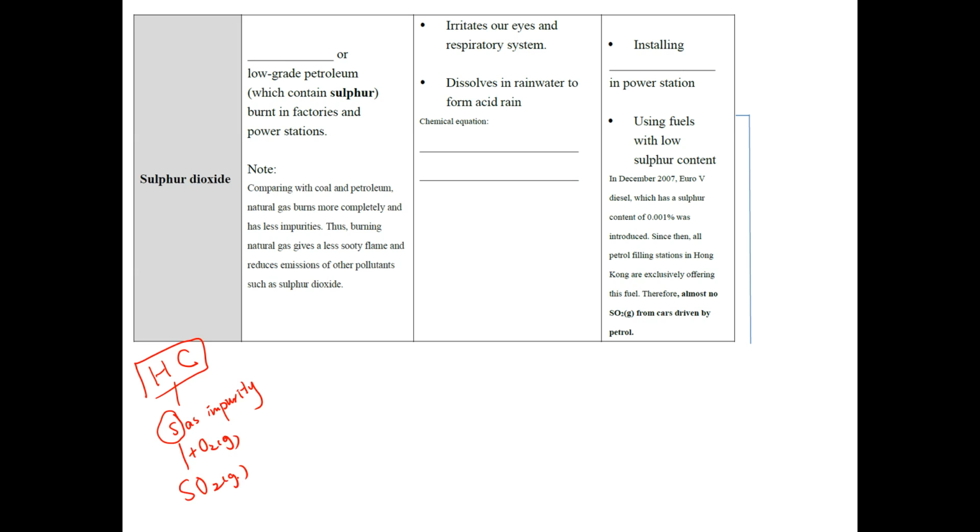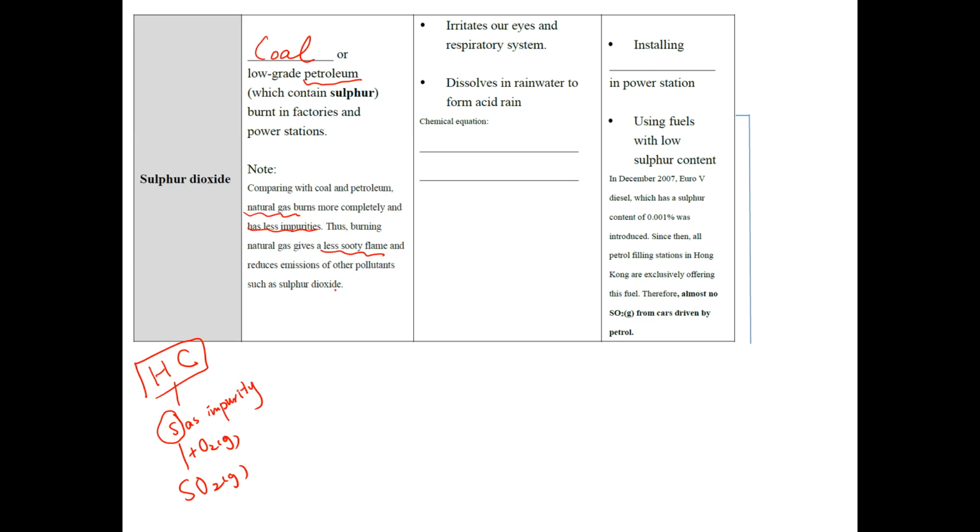Now, among the three kinds of fossil fuel, coal has the greatest amount of sulfur. Some of the petroleum, if it is low grade, also contains a certain amount of sulfur. So here I just want to remind you, natural gas compared to coal and petroleum actually has fewer impurities. So it will give a less sooty flame, and also it will give less air pollutant.